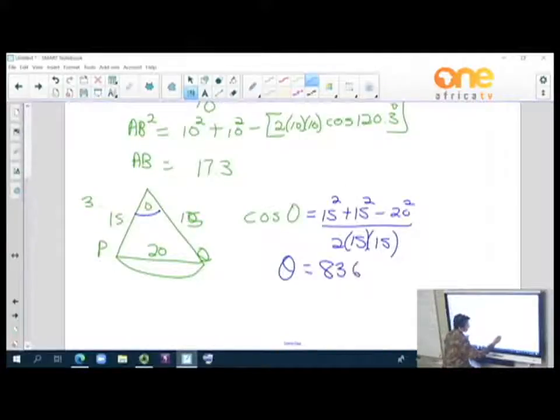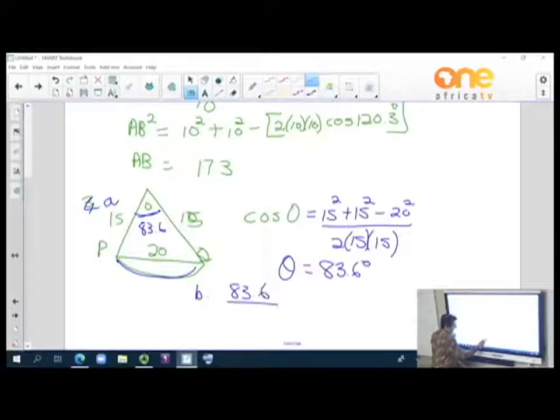83.6 degrees. 4A. Okay, and this is the angle that we are calculating now. Once we've got this one, the next question is to find that arc. So the length of the arc is theta over 360, which is then 83.6 over 360 times 2 pi.